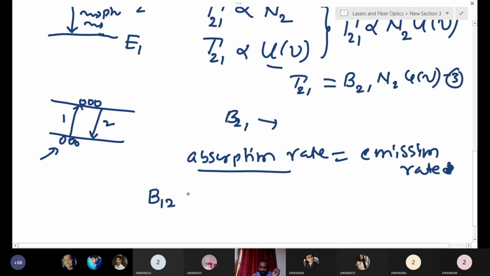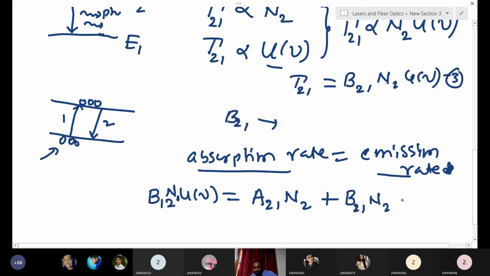B12 N1 U of nu equals the emission rate, and we have two processes: one is spontaneous, another is stimulated emission. In spontaneous emission you can write A21 N2. And stimulated emission is B21 N2 U of nu. This is the equation. The left hand side is the absorption rate and the right hand side is the emission rate. The first term on the right hand side is spontaneous emission and the second one is stimulated emission.